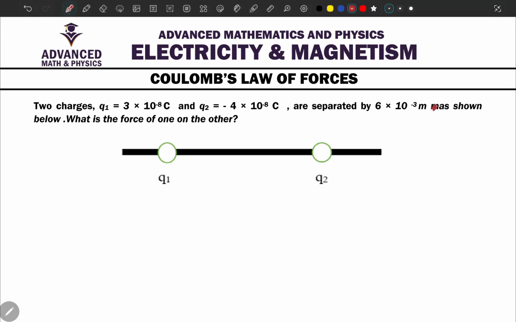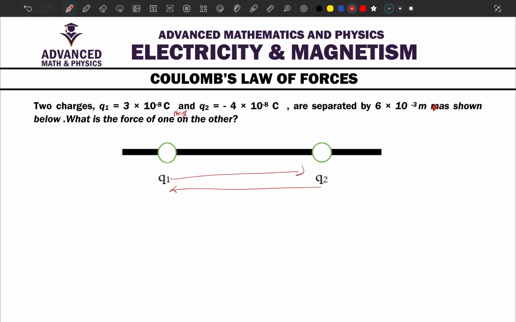What is the force of one charge on the other? So they want to know the force Q1 is exerting on Q2 and the force Q2 is also exerting on Q1. Okay, so what are we going to do?